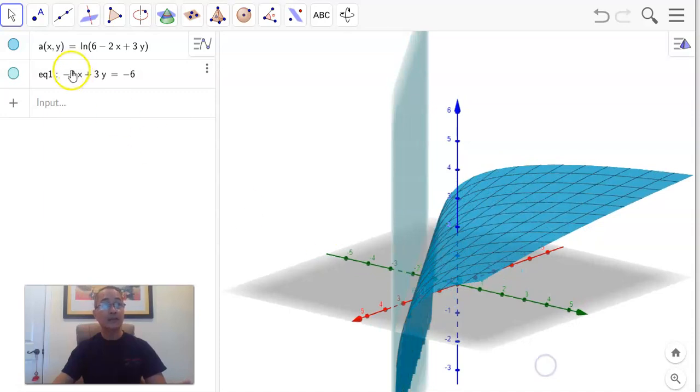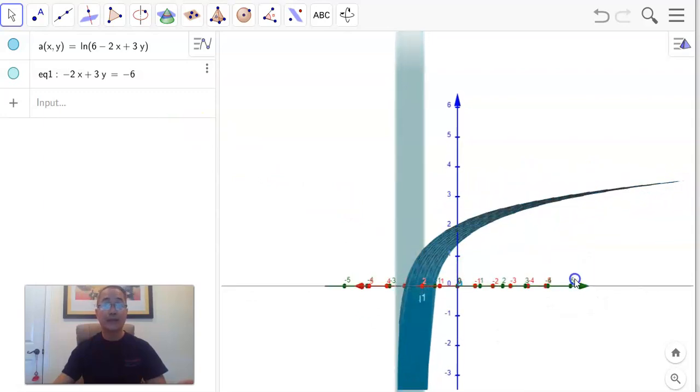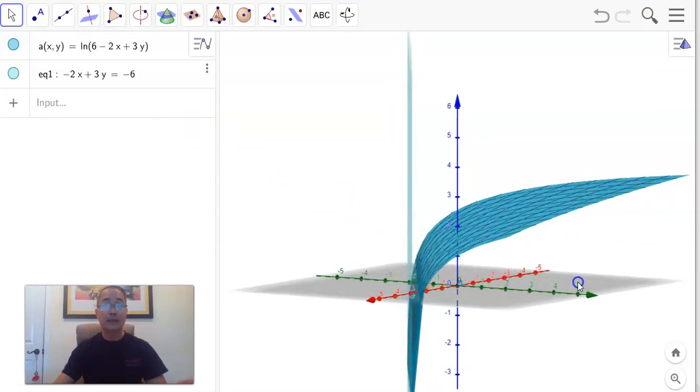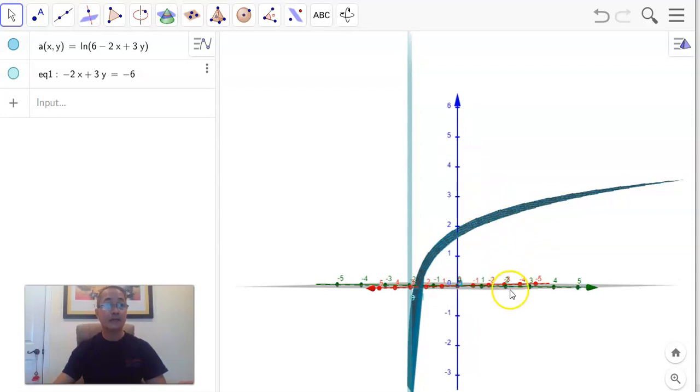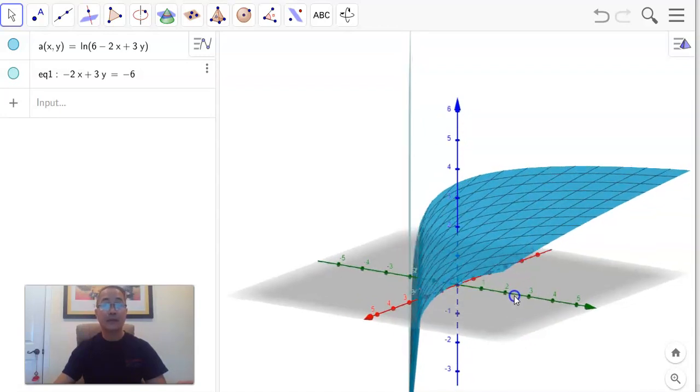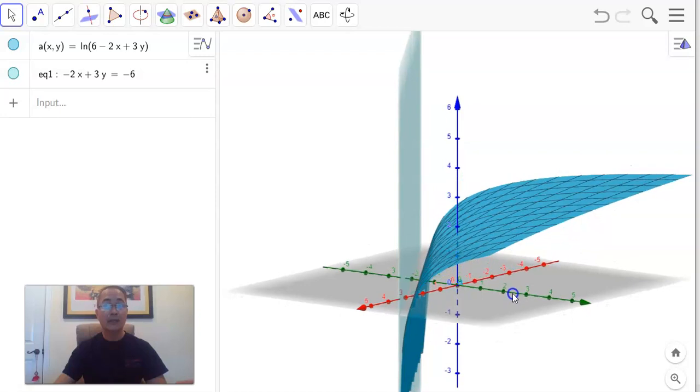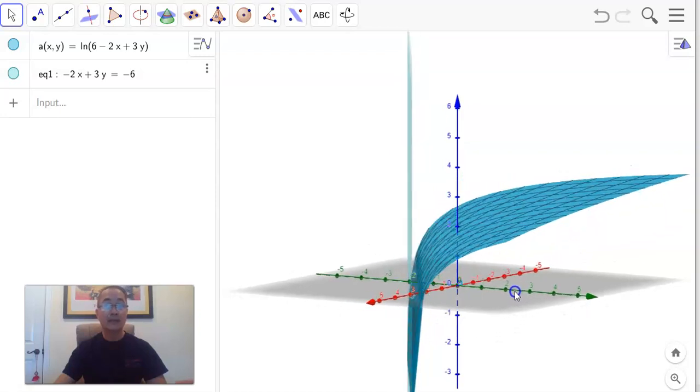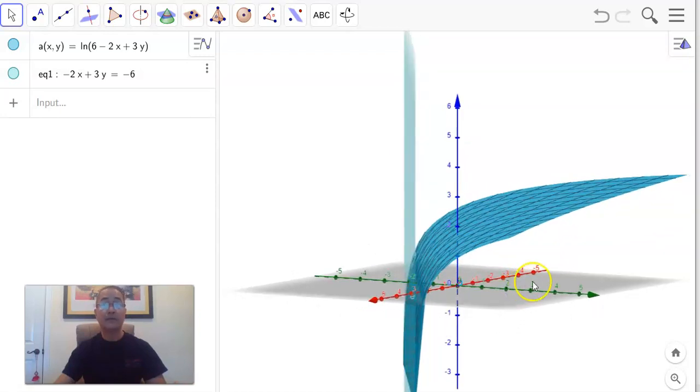So this is still a Cartesian equation for a plane. But it is parallel to the z-axis because there is no z value. The variable z does not appear in the equation. So that plane is not going to intersect the z-axis ever. So there you go. It does remind us a little bit of the ln function.